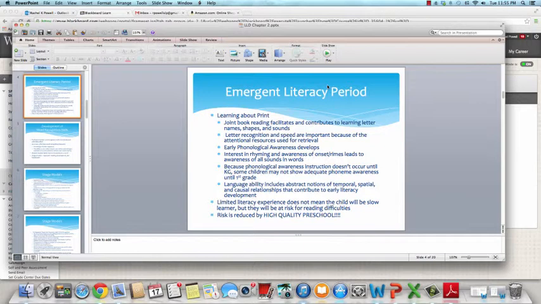So phonological awareness instruction doesn't occur until kindergarten, because again, when they come into kindergarten, they're not expected to know how to read or to have all these skills, but children with preschool experience do have more phonological awareness skills and are better at this than children without preschool experience. But because the instruction doesn't occur officially until kindergarten, some children may not show adequate phoneme awareness until 1st grade. Now take that into consideration in our state, where we're requiring all kindergartners be screened for dyslexia by the end of kindergarten, and then all 1st graders be screened at the beginning of 1st grade.